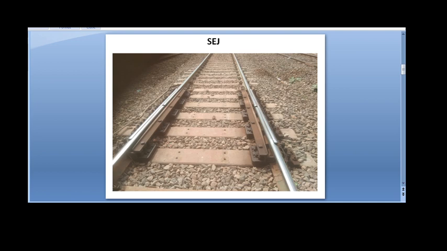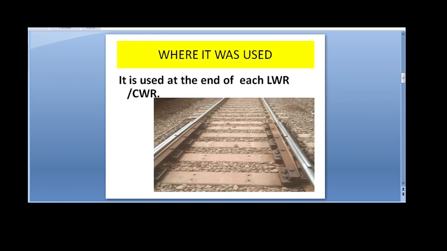So if you see this arrangement that we have provided, this entire arrangement is called SEJ. This is one SEJ, this is one SEJ. So now the question is where we are providing this SEJ. It is used at the ends of each LWR or CWR track, long welded rail or continuous welded rail.